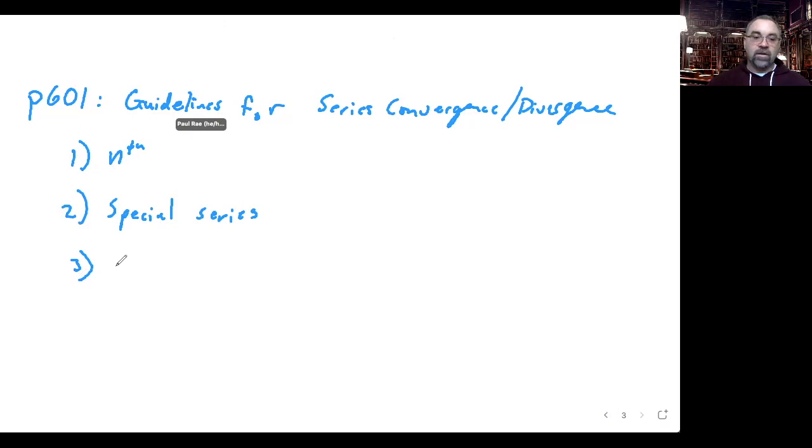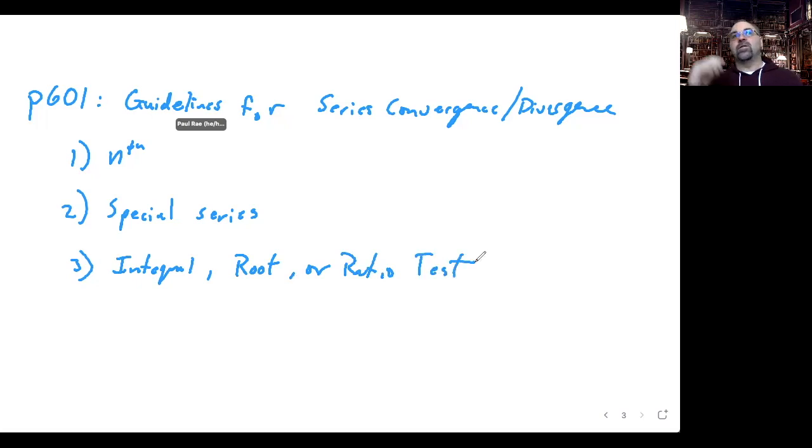Try one of the tests that we just did. Okay, try the integral test. Try the root test or the ratio test. So be on the lookout for one of those ones. Okay.